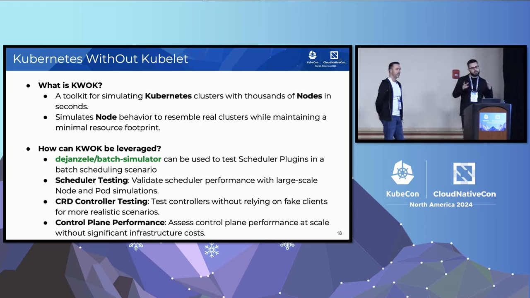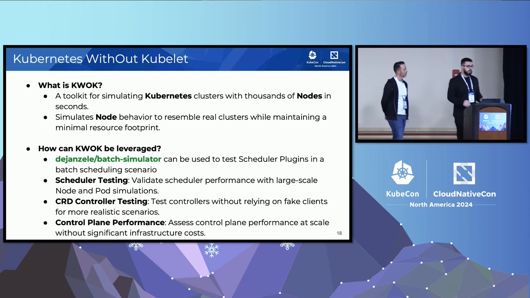Those nodes aren't running a kubelet. Those nodes are managed by the KWOK operator. So the KWOK operator is in charge of sending the heartbeats and doing the whole protocol of how a node reports to be healthy with the control plane. So this has a couple of use cases, the most obvious one: if you're a scheduler plugin developer, you can use it to see how your scheduler plugin performs if you, let's say, create 5,000 nodes and want to schedule 200 pods per second.